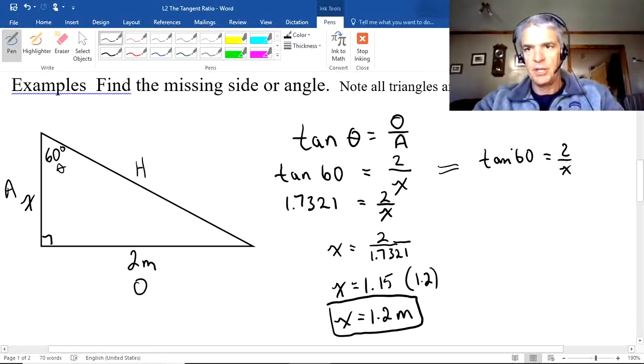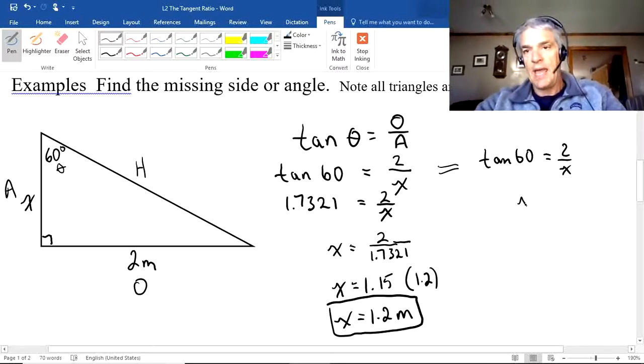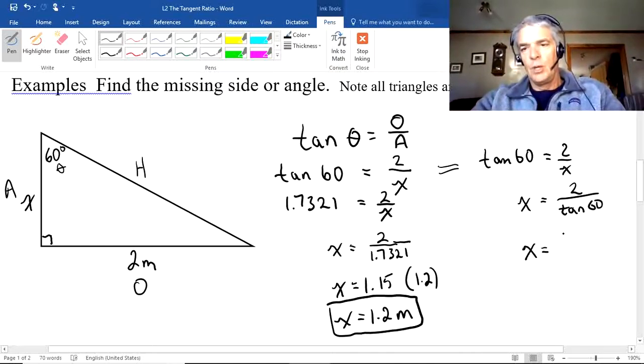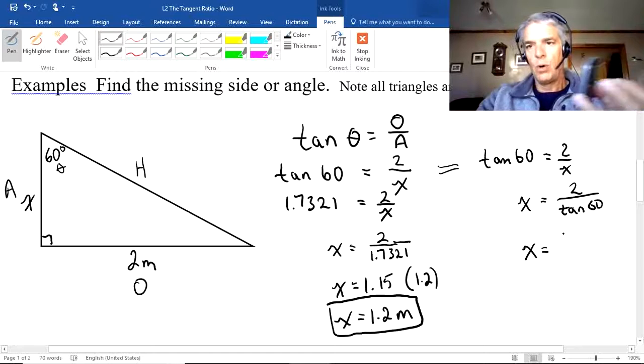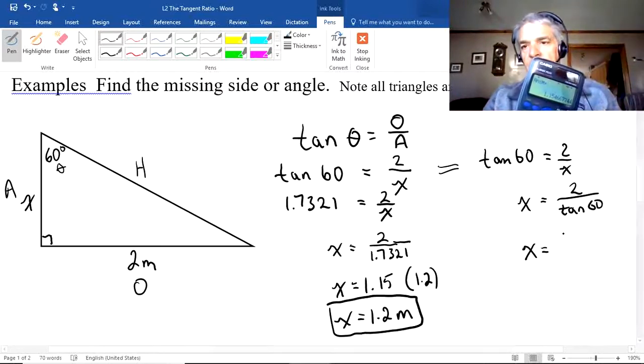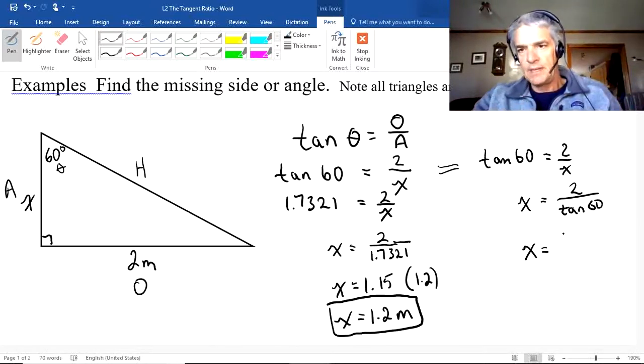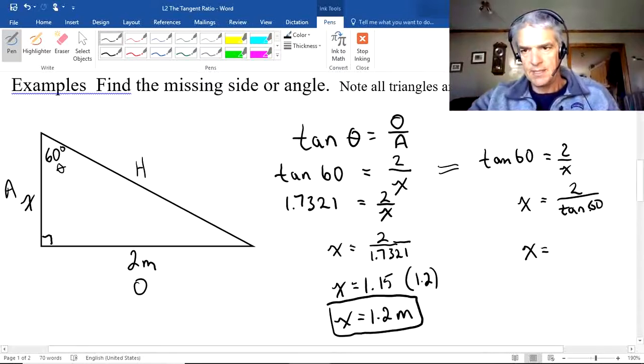And what they're going to do is they're going to trade places. They're going to trade tan 60 with x. And what they know is that tan 60 is just a number. It's very simple. They're going to go x equals 2 over tan 60. And then they're going to solve with their calculator for this value, okay? So I didn't write my 60 very well there, but trust me, that's a 60.